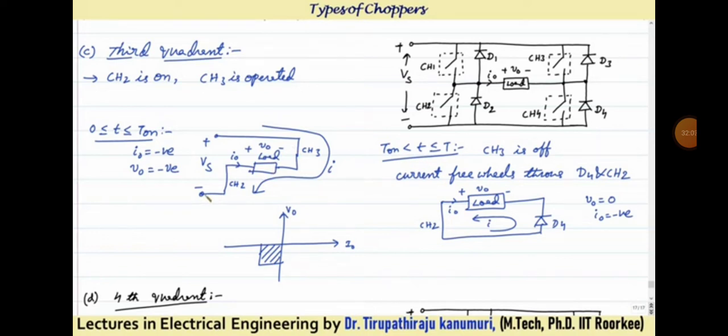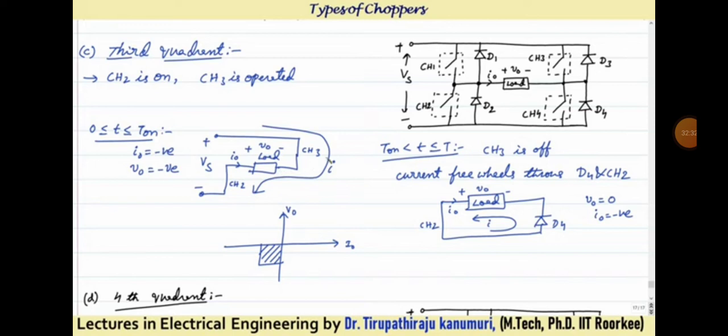Now how will the current pass? Because this positive terminal is connected like this, the current will pass through your load, through CH2 and return back. So you can see the actual current direction will be opposite to the reference current direction, and the voltage direction is also opposite. Voltage direction is opposite, current direction is opposite. That means you are getting V0 negative and I0 negative.